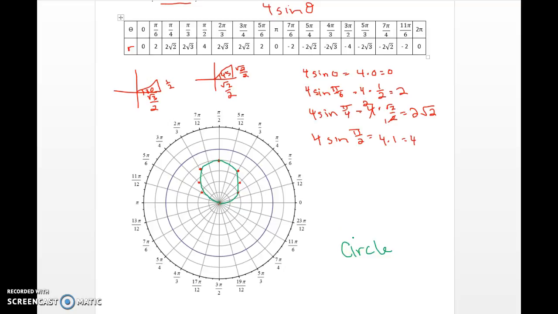So you want to be careful because your points can repeat. When you get that negative value for r, we have to add 180 or go to the opposite angle. So you want to be careful of that.